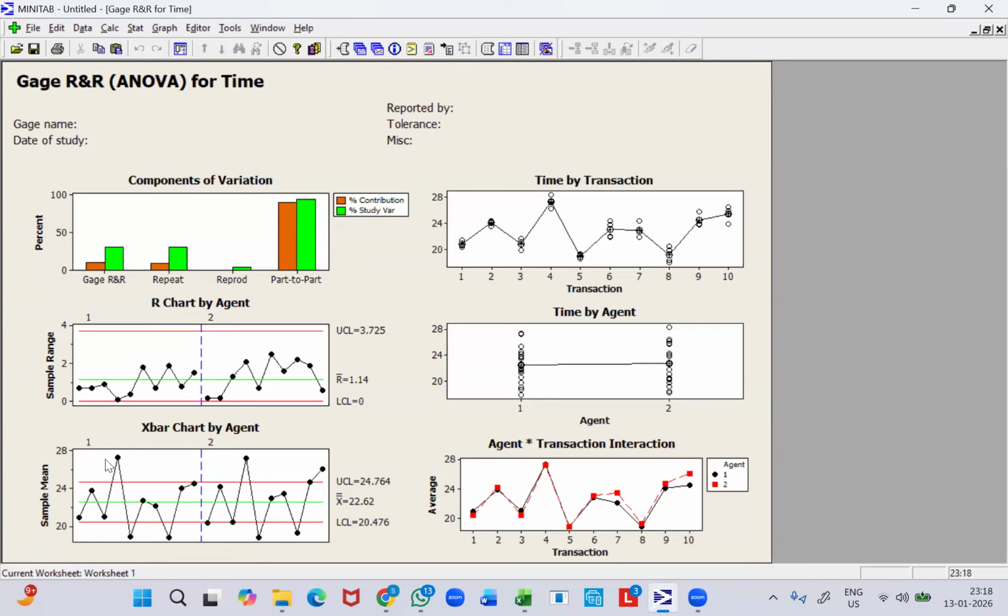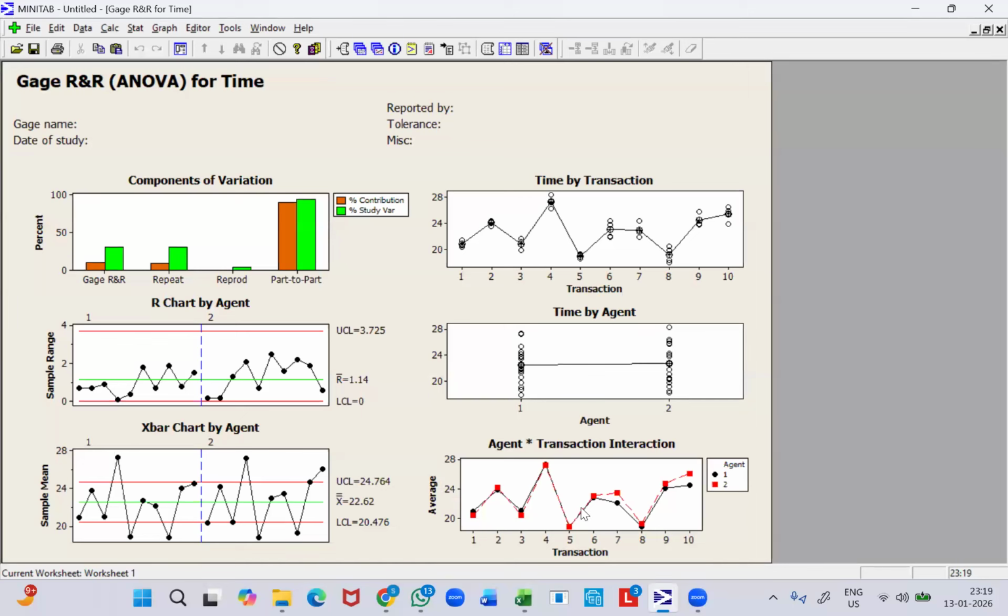So if you look at the mean value trend pertaining to all the 10 transactions, we find agent 1 and agent 2 having a similar trend. That means there is no significant difference in the mean values for agent 1 and agent 2. Except for the 7th transaction, agent 1 is showing a downward trend, whereas agent 2 is showing an upward trend. And similarly for the 10th transaction, for agent 1 the slope is not all that steep, whereas for agent 2 the slope is very, very steep.